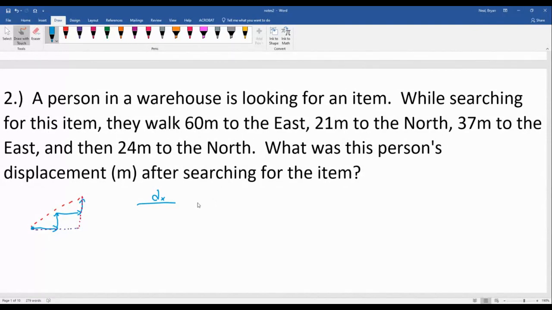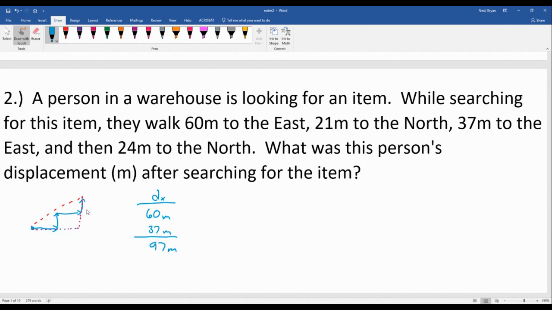So the displacement in the x direction is anything left and right, or east and west. Typically, we'd say east is positive, but because we're not mixing and matching with these, we can just take the numerical value. So just 60 meters. And then east again, so that's another, looks like 37. And so the total displacement, if they go straight over here on the bottom, is 97 meters.